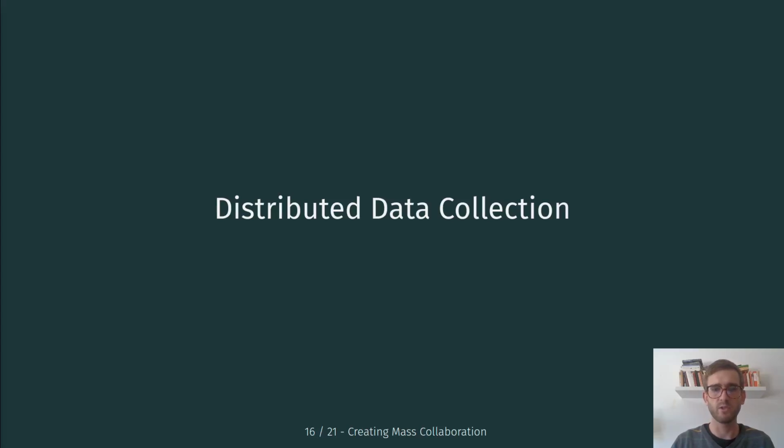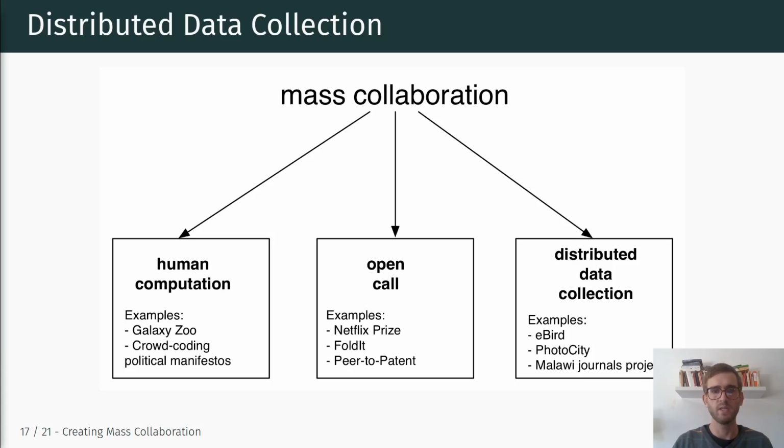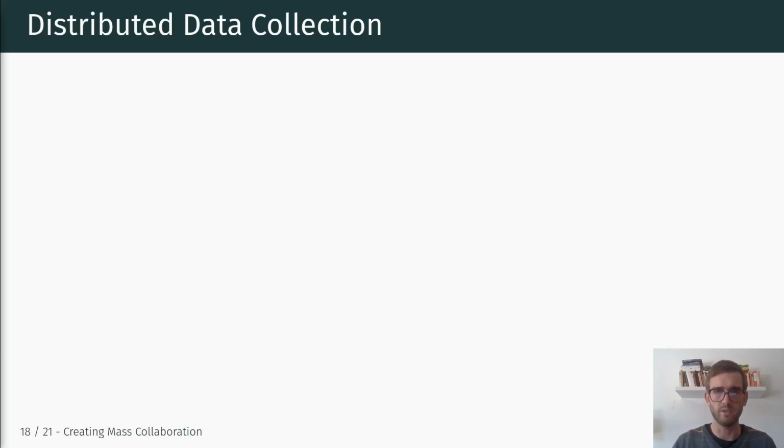Hey everyone. In this video I'm going to talk about the third form of mass collaboration, which is distributed data collection. And just briefly, we're going to go back to this overview of three different types of mass collaboration. In comparison to the previous two, human computation and open call, distributed data collection involves projects where researchers enable participants to contribute new measurements of the world, essentially, right? So we're basically outsourcing measurement, for example, across geographic areas, and so on, right?